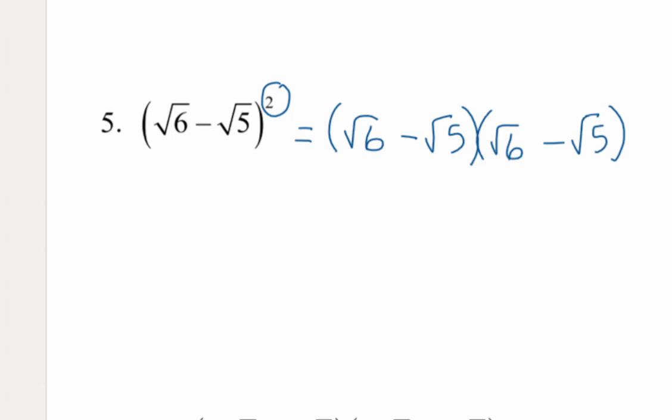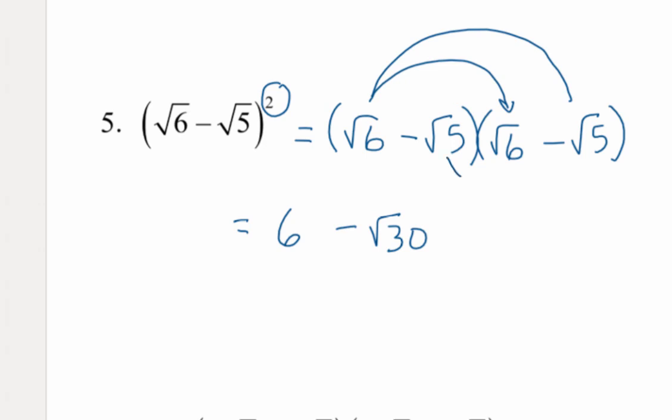Okay, so square root of 6 times the square root of 6 is the square root of 36, or 6. And then square root of 6 times a negative square root of 5 is negative square root of 30. And then negative root 5 times a square root of 6 is another negative root 30, right? Square root 30. And then negative root 5 times a negative root 5 is a positive square root of 25, or 5. Okay, do we have like terms? Yes. We have these two middle terms.